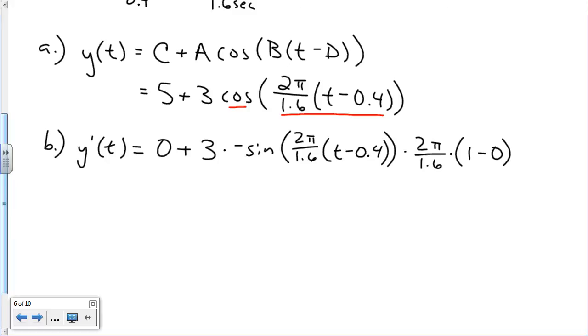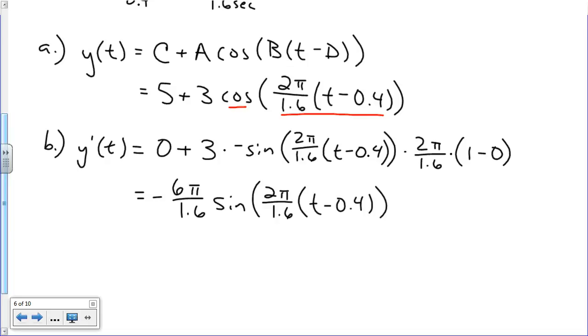Or in other words, you'll notice that the derivative of that inside turns out to be, because it's a linear function, just that coefficient in front of t. It'd be the 2 pi over 1.6. Let's just rewrite that here slightly. I'm going to go ahead and combine the 3 with the 2 pi over 1.6 there, as well as the negative. I've got a negative 6 pi over 1.6 times the sine of 2 pi over 1.6 times t minus 0.4. There is our derivative. All right, let's see what it says for the next step of this.